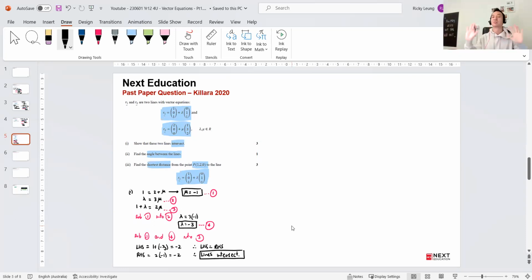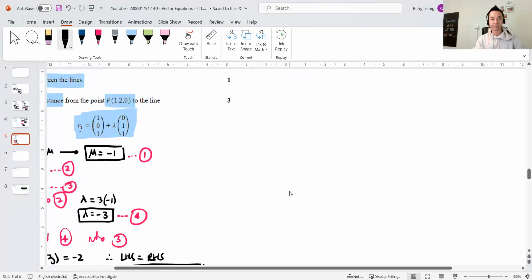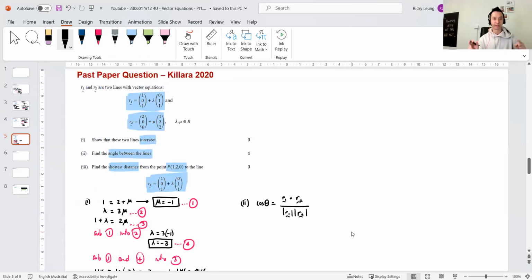Now, angle between 2 lines, piece of cake. Dot product over the product of the magnitudes. So, guys, we know that for part 2, cos theta equals R1 dot R2 over the product of magnitudes. Yep, we know that. So in this question, when I say dot product, that's the dot product of the direction vectors.